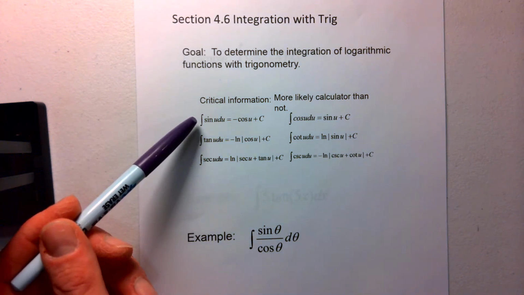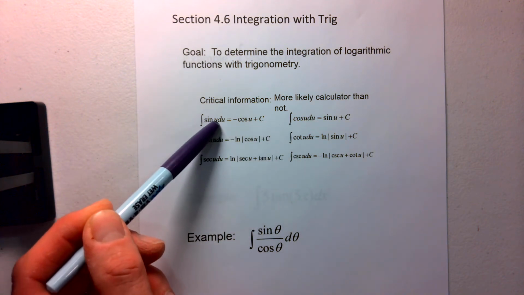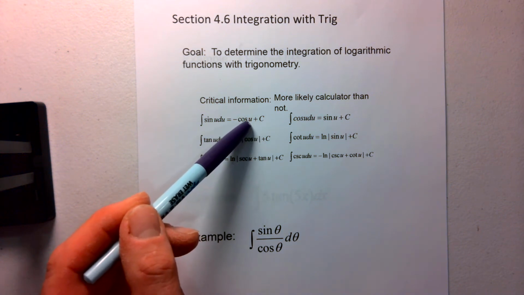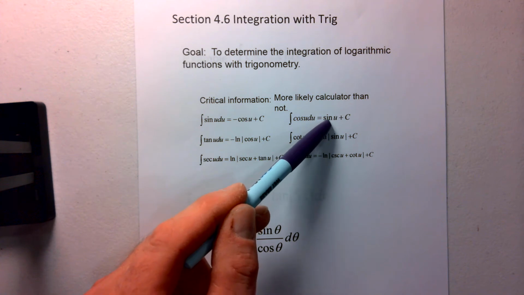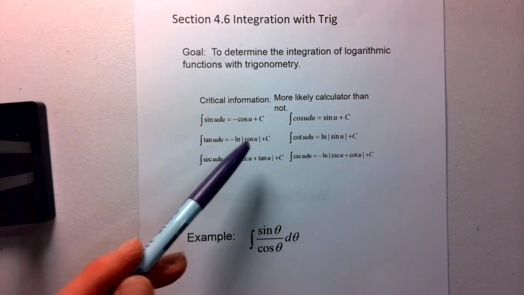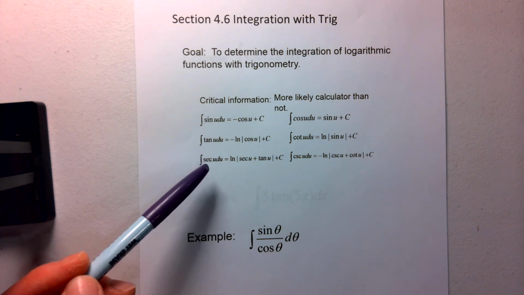So, as we look at these integrations, the first two we know: the integration of sine of an angle is equal to the negative cosine of that angle, as long as it's a single variable. Integration of cosine is equal to the sine. The ones that we have not studied at this point yet are the integration of tangent, cotangent, secant, and cosecant.